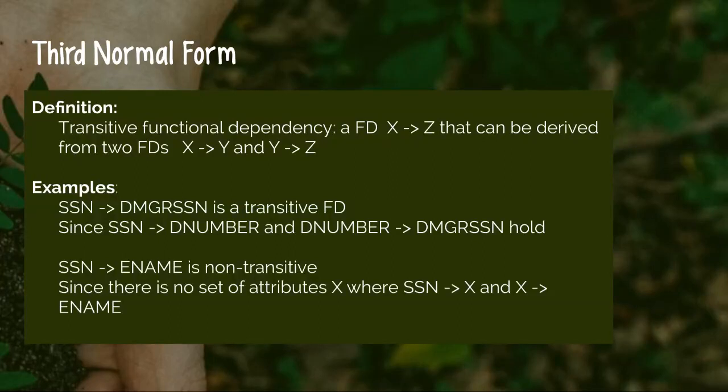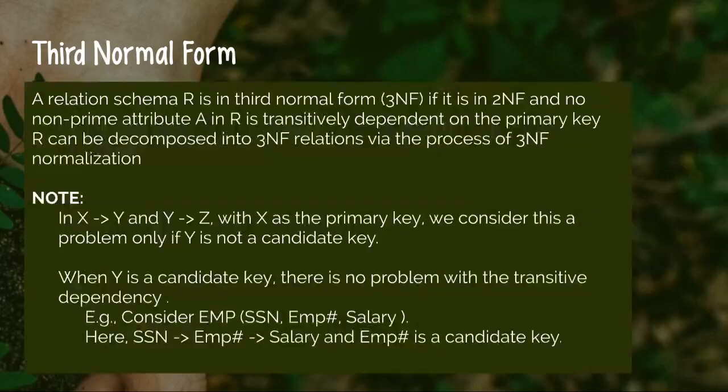Okay, so there's no such X, so we say SSN determines employee name is a non-transitive dependency. Where X determines Y and Y determines Z, and X is the primary key, we consider this a problem because Y is not a candidate key or part of any candidate key. When Y is a candidate key, there's no problem with the transitive dependency.